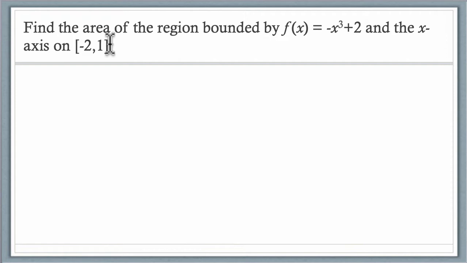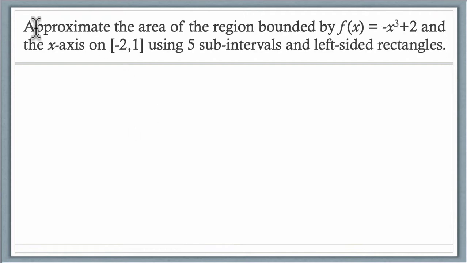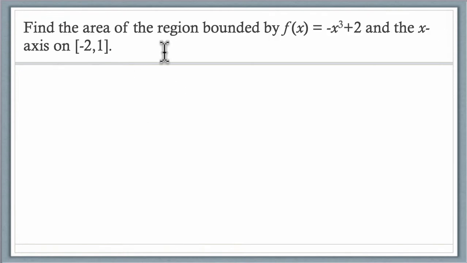We're not doing approximation. We don't know how many subintervals. We don't know what type of rectangles. So that's the difference between whether I would be approximating, where we would literally be told we are approximating, or whether I'm finding an exact area.